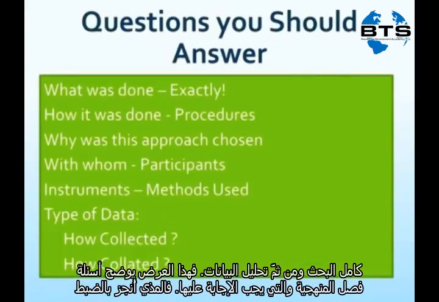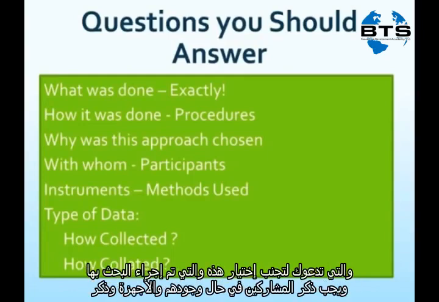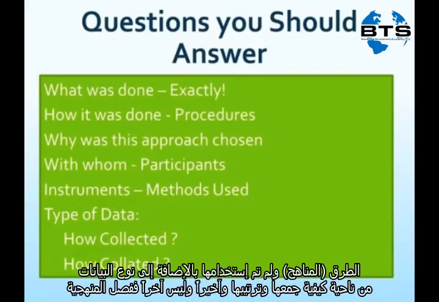This slide shows you the questions your methodology chapter should answer. What was done exactly? How was it done? Tell about the procedures. Why was this approach chosen? That means, what other approaches could have been chosen and why did you not use those? With whom did you undertake the research? Talk about participants if you have them. Instruments: talk about the methods you used and why you used those methods. And the type of data. How was it collected and how was it collated?